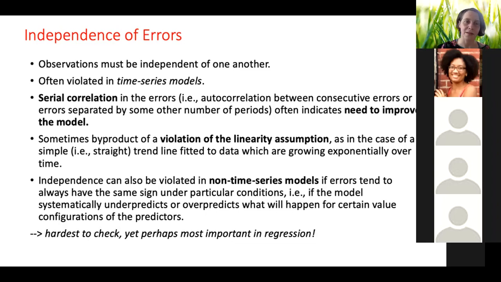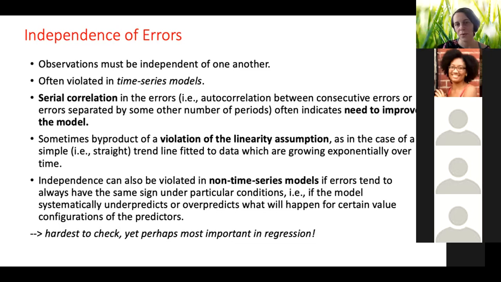I mentioned earlier that sometimes it can be a byproduct of the violation of the linearity assumption. If, for example, a simple straight line is fitted to data that are growing exponentially over time, that can lead to an autocorrelation in your error terms. It can also be violated in non-time series models if errors tend to always have the same sign under particular conditions.